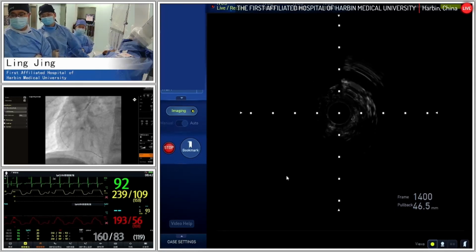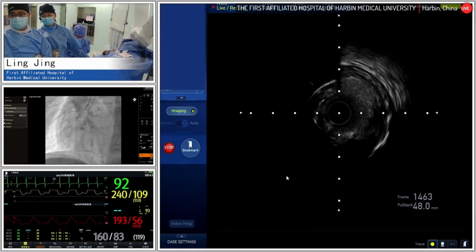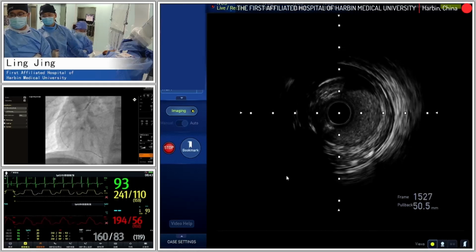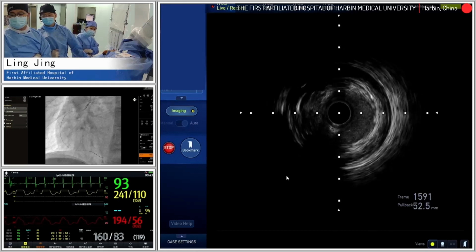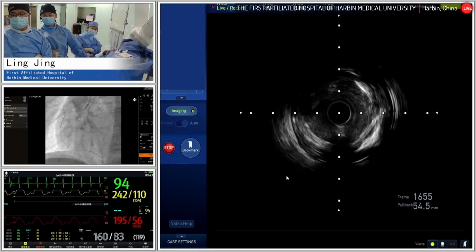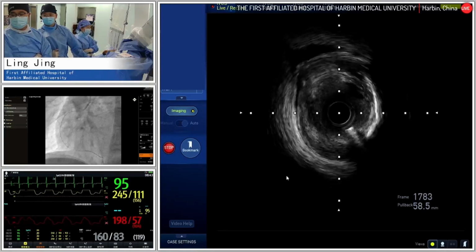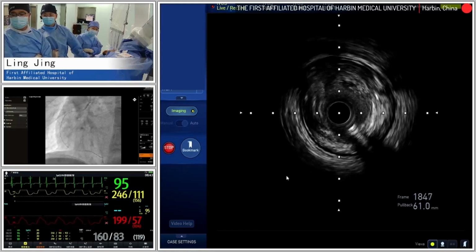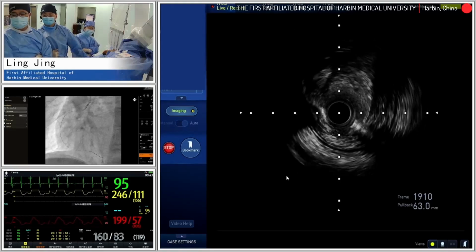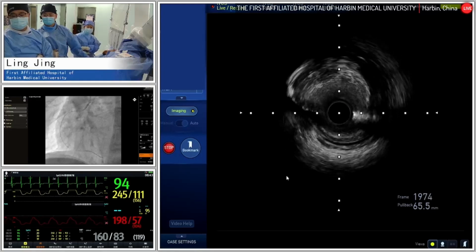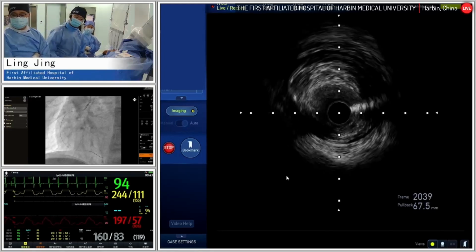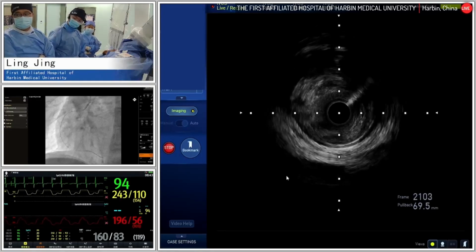So this is attenuated plaque. It seems that after the cutting balloon it is getting much better. Now we can see the border of the vessel, the EEM. Eccentric calcification, but not so large. A lot of plaque burden. I think that we are coming to the ostium of the RCA. This is near the ostium of the RCA.